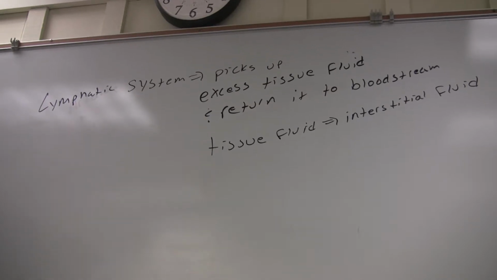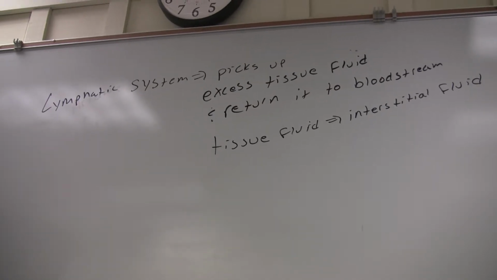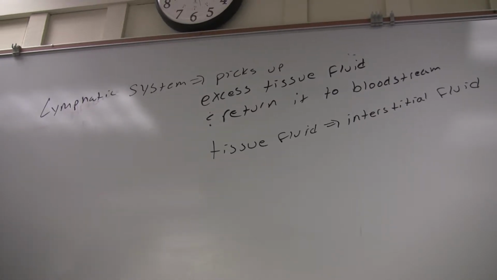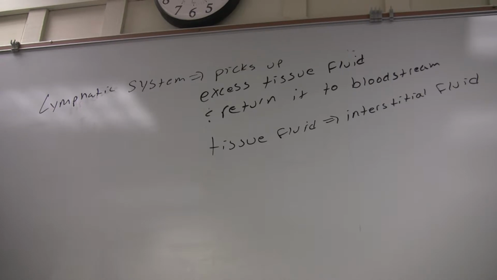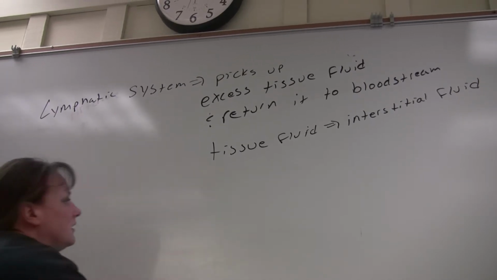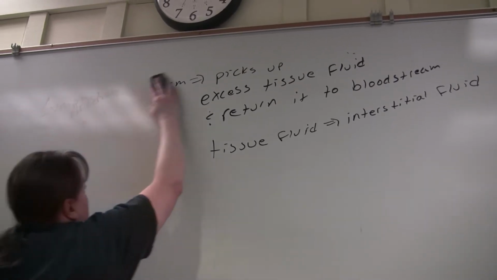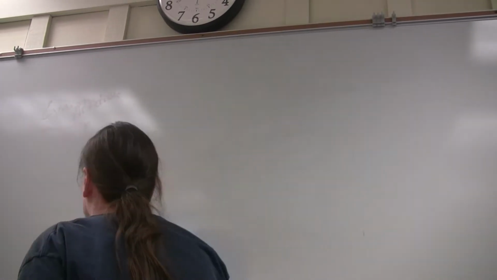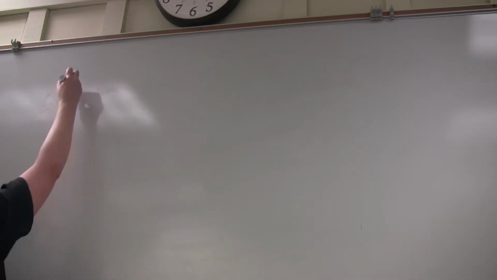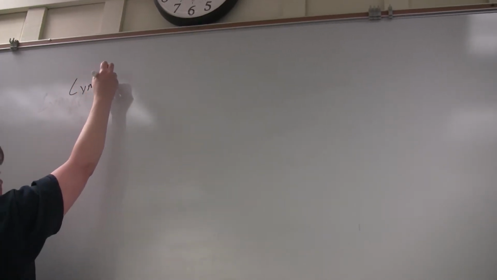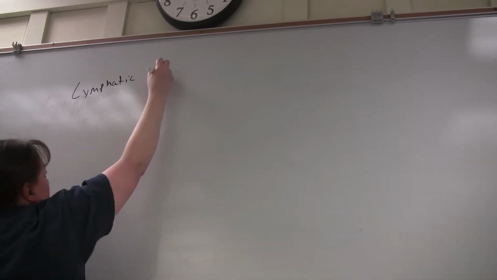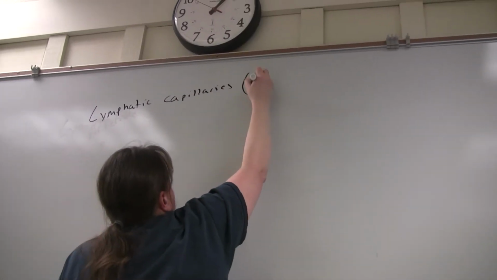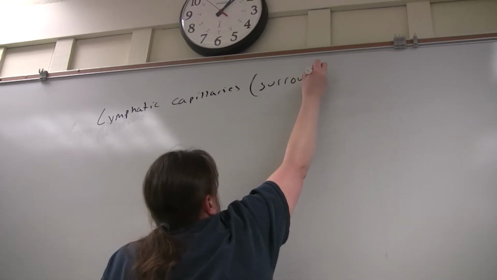So question one says, describe the pathway of lymph flow from lymphatic capillaries of the body to the subclavian veins. You have all this? Mm-hmm. All right. So, returning the blood or the fluid back to the bloodstream. So we're going to start with lymphatic capillaries. And I'm just going to put in here that they surround blood capillaries.